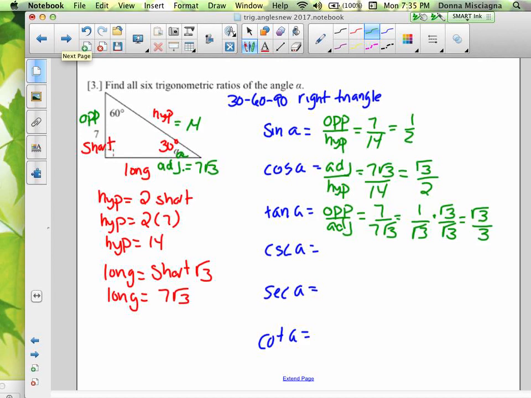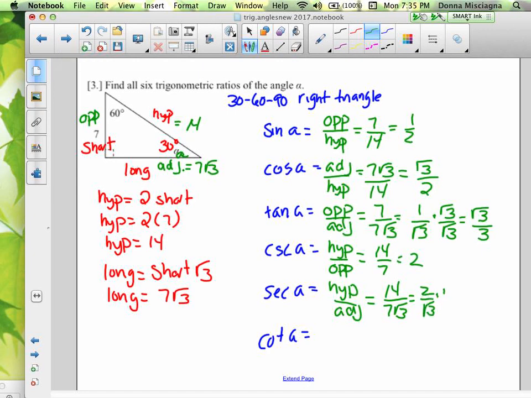Cosecant is the reciprocal of sine, which means it's going to be hypotenuse over opposite. And it's going to be 14 divided by 7, which is 2. Secant is the reciprocal of cosine. So it's hypotenuse divided by adjacent. So that's going to be 14 divided by 7 square roots of 3. We could reduce the 14 and the 7. So that's going to give us 2 divided by the square root of 3.